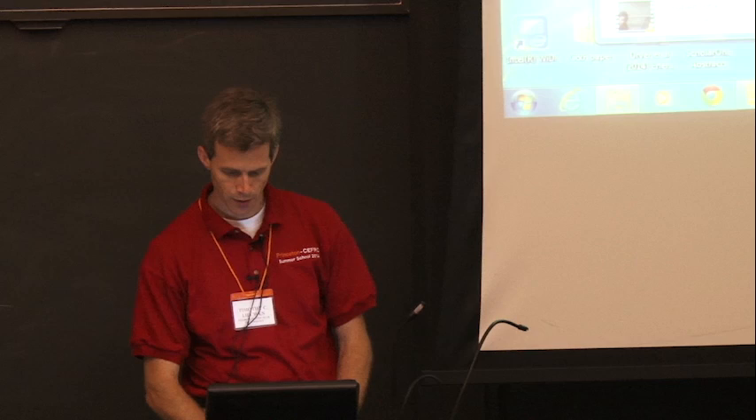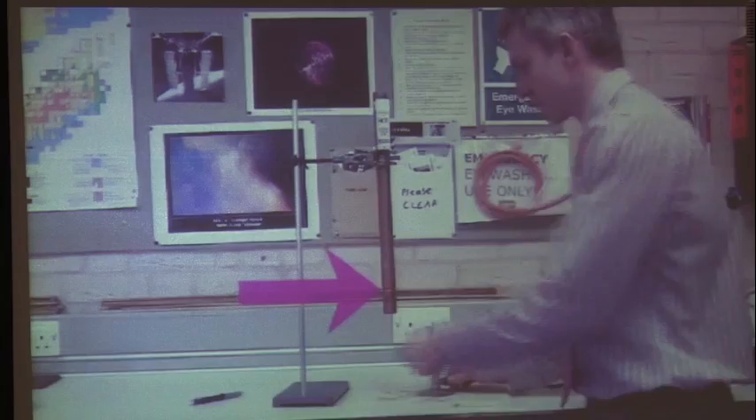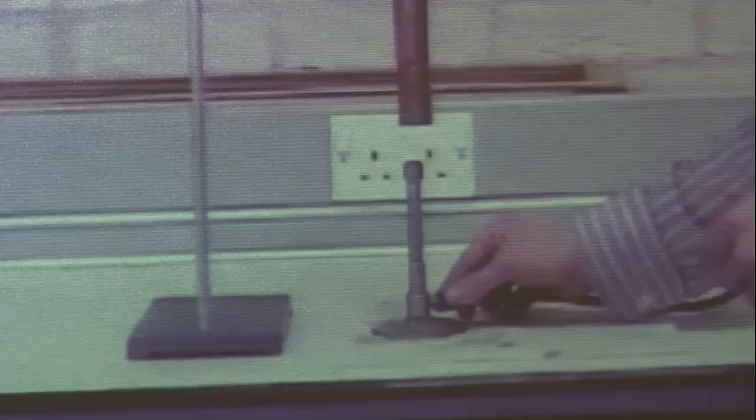And this is a very simple experiment. You can make one at home. This is a reactor tube. It's one of my favorite physics demonstrations. At the point marked in the tube, there's a small metal gauze. The demonstration involves heating the gauze with a Bunsen for a few seconds. When the Bunsen is removed, the tube sings at its resonant frequency.